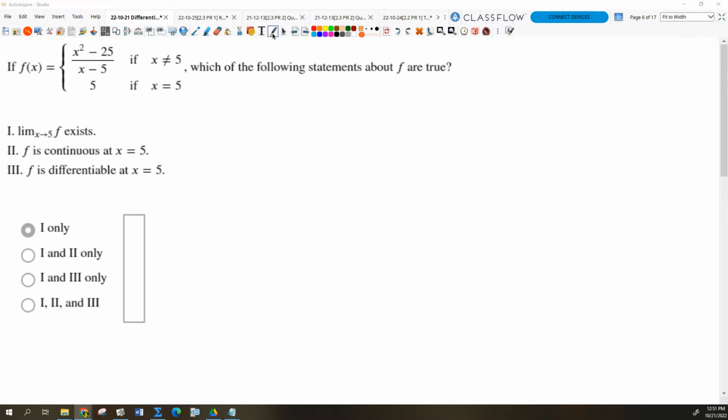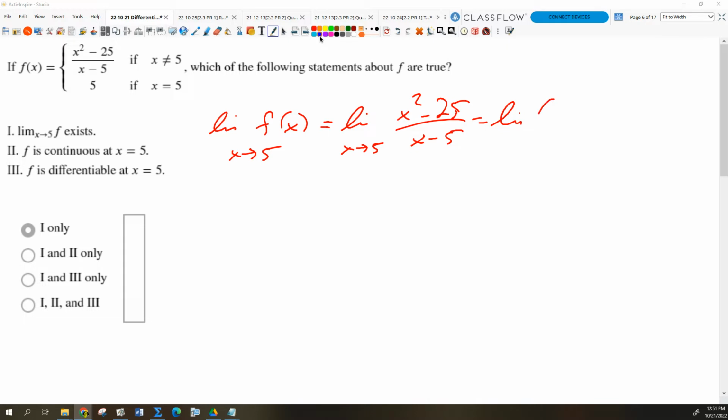So for part 1, if we take the limit of f of x as x approaches 5, that is equal to the limit of x squared minus 25 over x minus 5 as x approaches 5. That's indeterminate, right? But how do I resolve that? Okay, I mean factor. Factor at the top. That's just a difference of squares. So we get the limit of x minus 5 times x plus 5 over x minus 5 as x approaches 5. We cancel the offending factors that are causing the indeterminacy. We let x go to 5, and then we just get 10 as a result. Okay, so the limit does exist, yes.